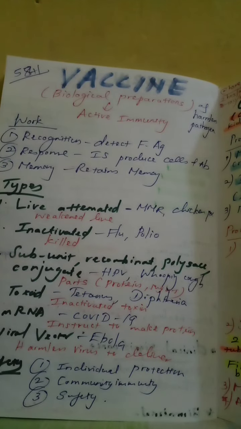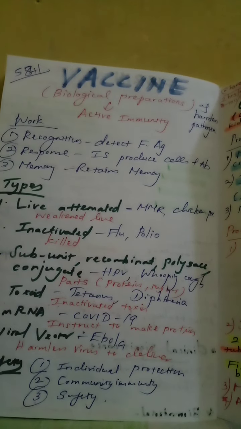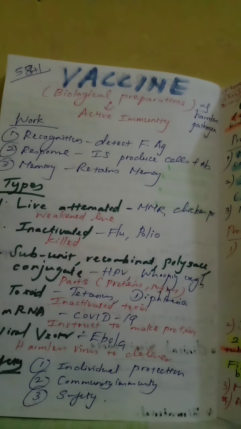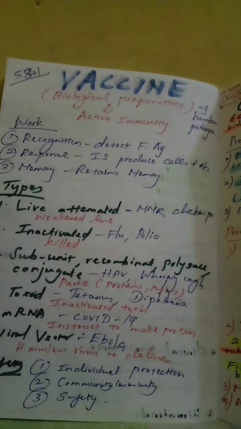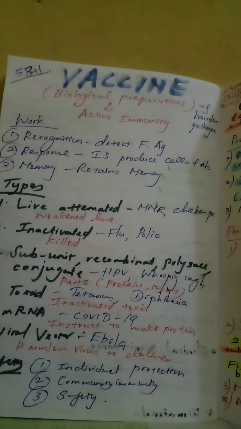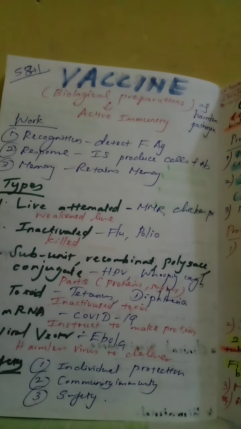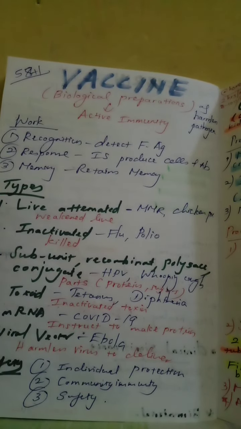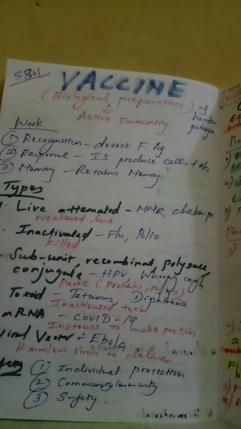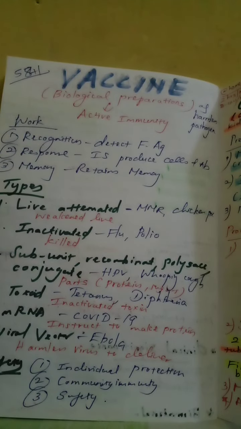So in terms of safety, of course, vaccines provide individual protection, and for example, if in a community there are more than 70% of the individuals who have got vaccinated, it can cause a community immunity. So that's called herd protection. And definitely, it provides safety in terms of not getting diseases in the long run.